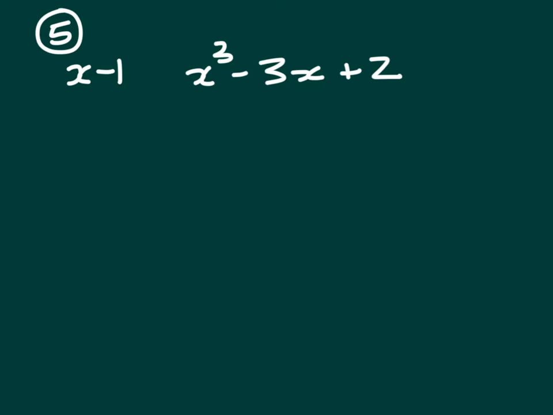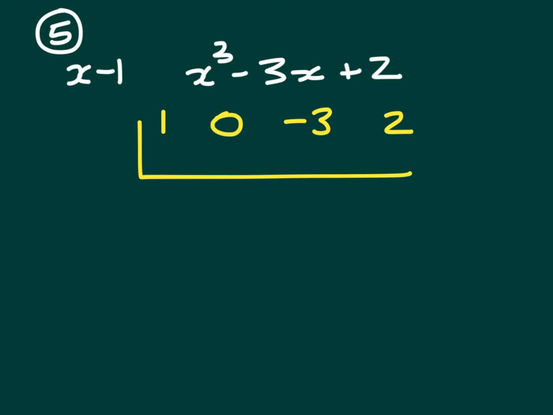Question 5 is quite a long question. To show that x minus 1 is a factor, we set up our synthetic division, 1. Remember there is no x squareds, negative 3 and positive 2. We then go through our process and hopefully we'll find a 0 remainder there. If there's a 0 remainder, that means it's a factor. You need to write that in your answer.